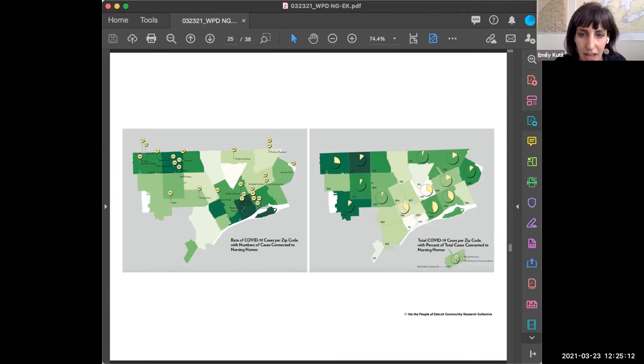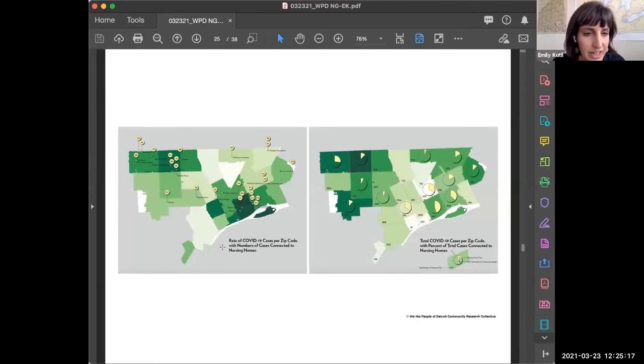And I'm going to explain what you're seeing here in these two maps. On the left side, what you're seeing is the rate of COVID-19 cases per zip code. So this is controlled for population, showing that there was a high rate of COVID cases both in the near east side of the city and also on the northwest side of the city. And you can see that that also maps onto the locations of nursing homes. All those yellow pins on the map and the numbers associated with them are where there were outbreaks inside of nursing homes in the city. And so when you just look at the rate, you can see that it's basically an illustration of where nursing homes are located.